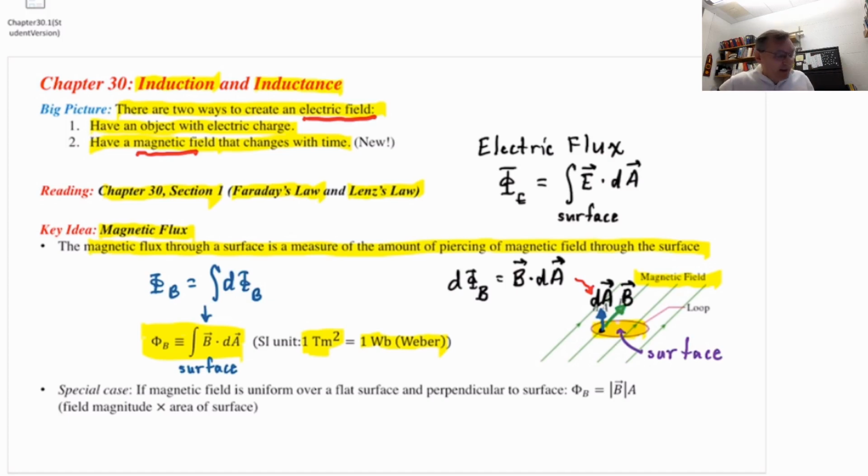Okay, that integral expression for magnetic flux is the definition of it. It is always the safe starting point for calculating magnetic flux. But you can do a shortcut if you have a special case that's applicable. And the special case is this. The magnetic field is uniform over a surface that is flat, and the magnetic field is perpendicular to the surface. So there's quite a bit of simplification there, but if that is the case, that might look something like this.